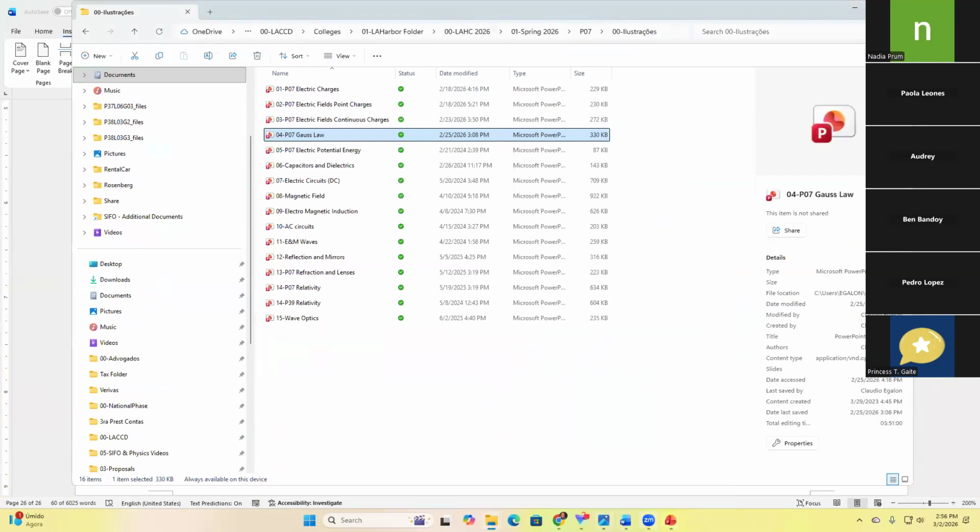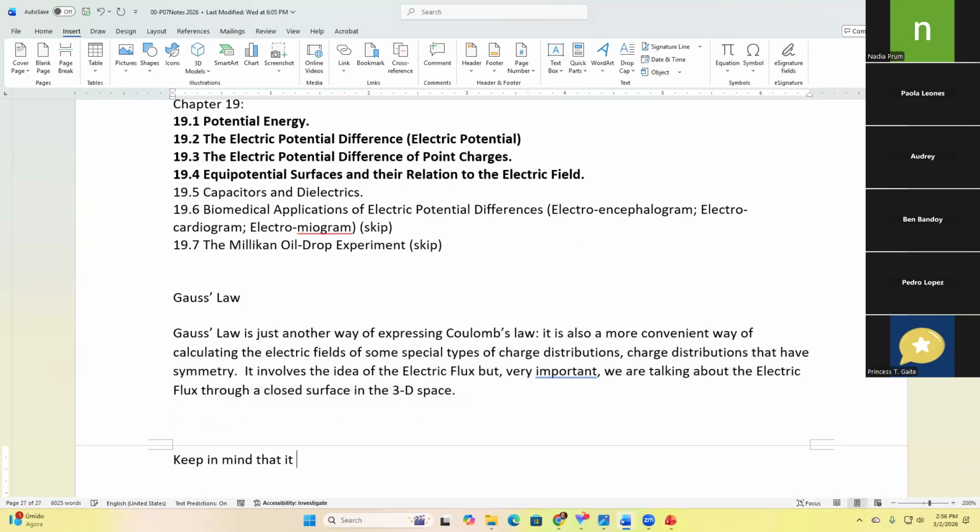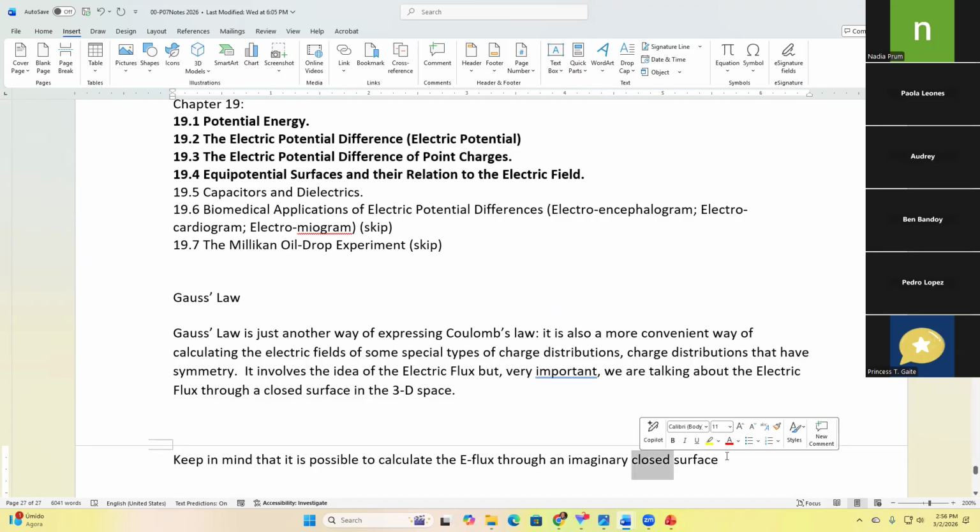And I want to emphasize that here in the notes. Let's write that down. Keep in mind that it is possible to calculate the flux through an imaginary closed surface that encloses a given charge distribution. This is possible to do.